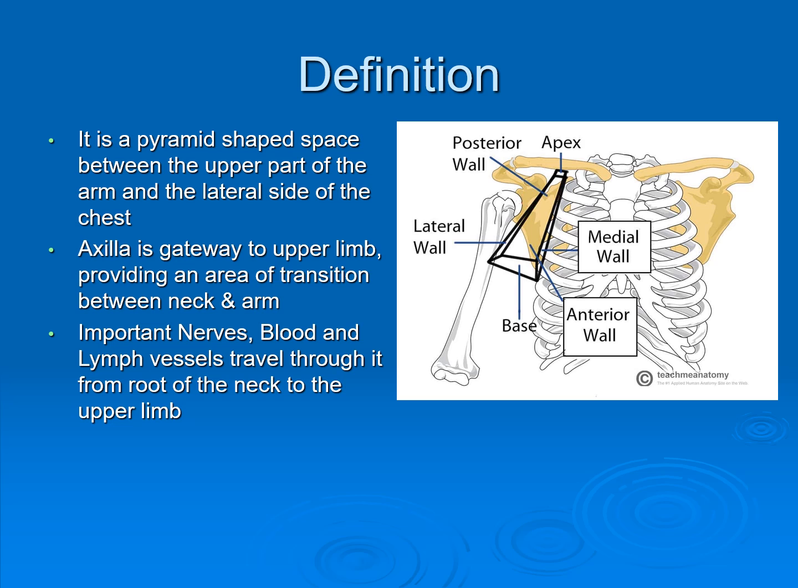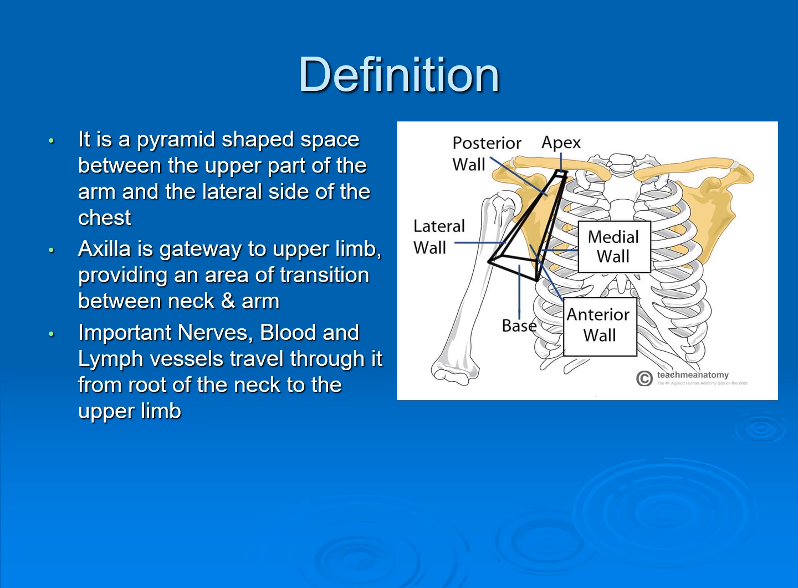So this space is located in the upper limb, as part of the region between the axial skeleton and the appendicular skeleton. So you can see it right here, located as a gateway to the upper limb. This is a pyramid-shaped space between the upper part of the arm and the lateral side of the chest.